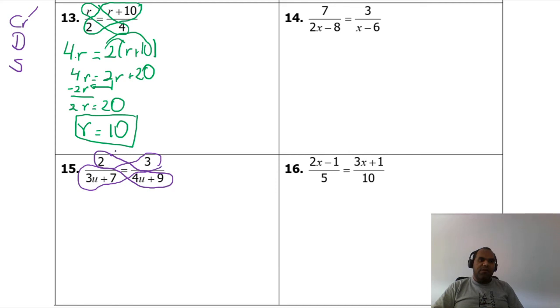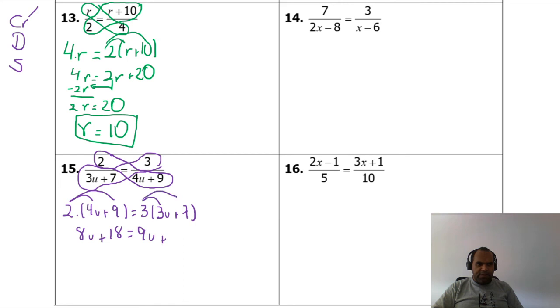Great. Let's work on this. Right now I have 2 times, parenthesis, 4u plus 9, equals 3 times 3u plus 7. Great, guys. Just work here. 2 times 4u's, 8u's. Plus 2 times 9, it is 18. Equals 3 times 3u's, it is 9u's. Plus 3 times 7, 21. Great, guys. We got it.